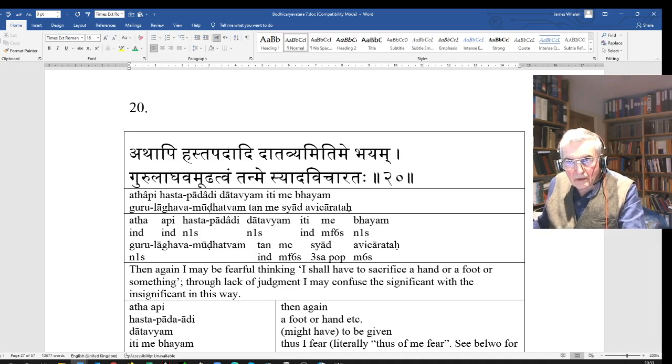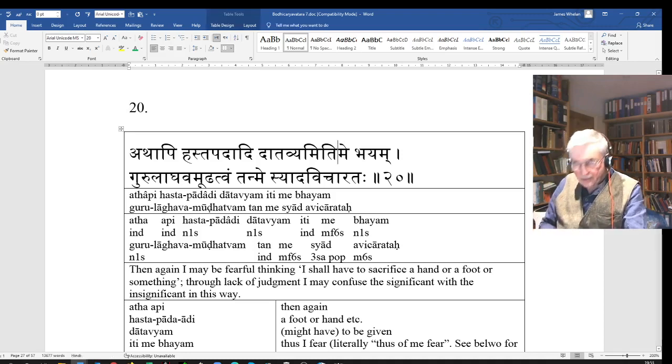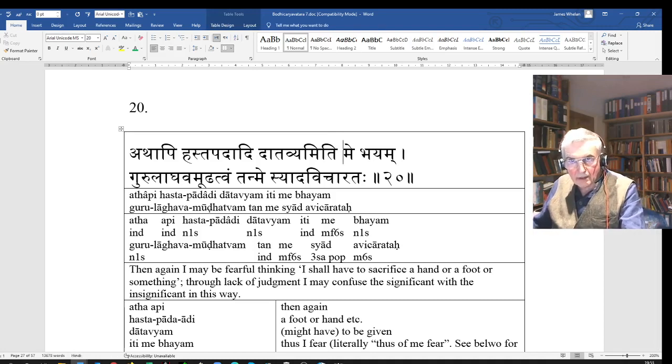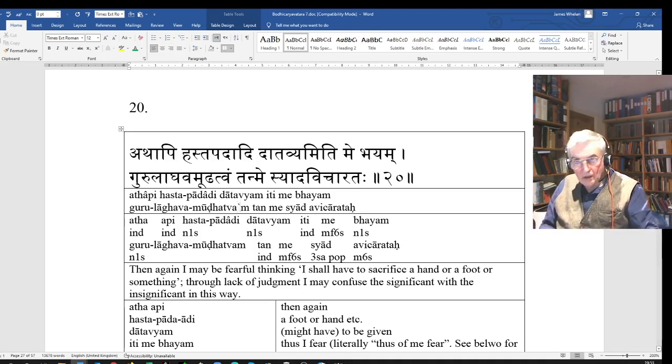First of all, there is an error in the Devanagari, which I shall correct. Iti me, that should be a separate word. Iti me bhayam. This should be an anusvara there. There we are.